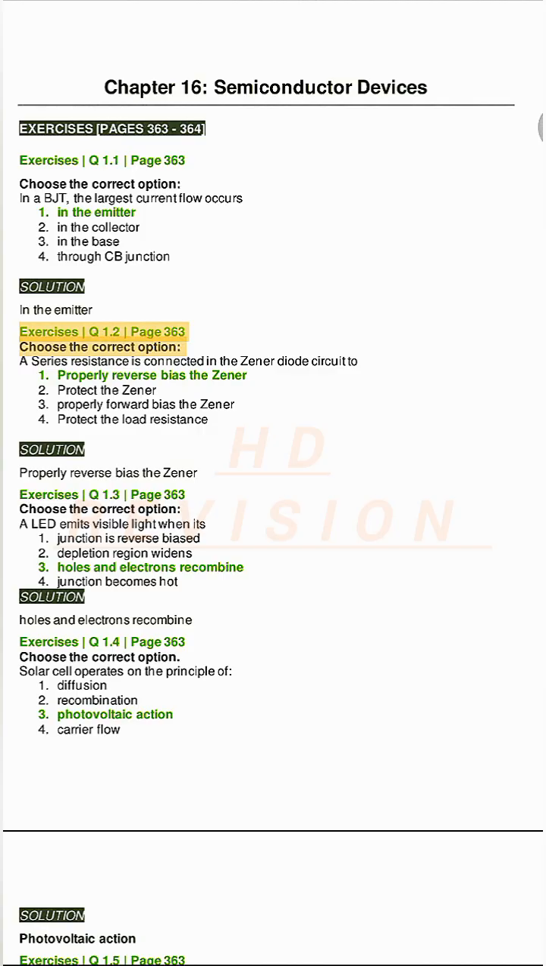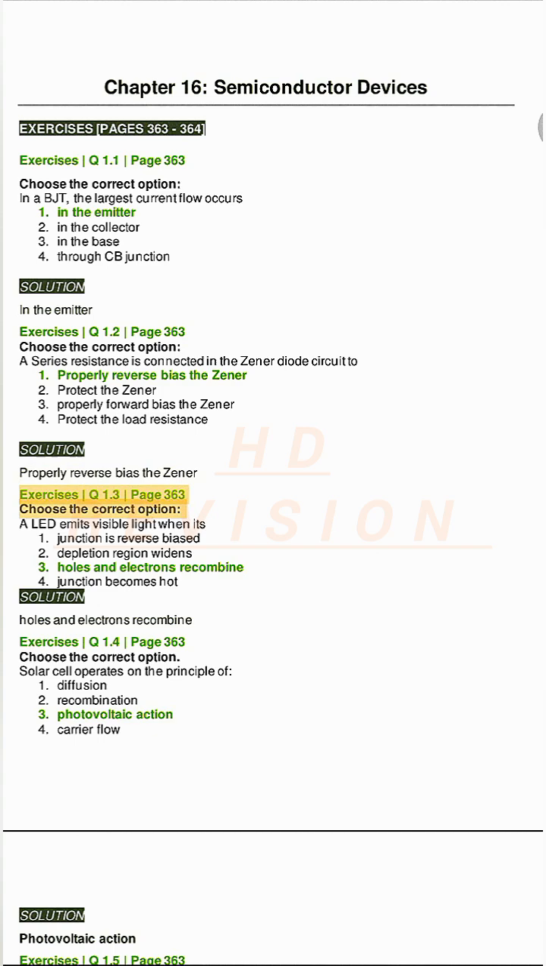Exercises Q1.2, page 363. Choose the correct option. A series resistance is connected in the Zener diode circuit to 1. Properly reverse bias the Zener 2. Protect the Zener 3. Properly forward bias the Zener 4. Protect the load resistance. Solution. Properly reverse bias the Zener.